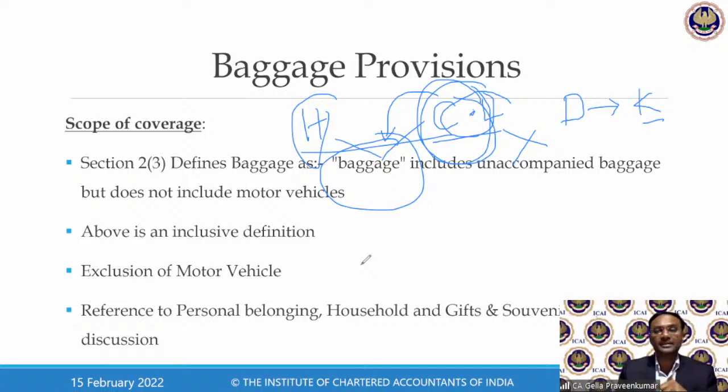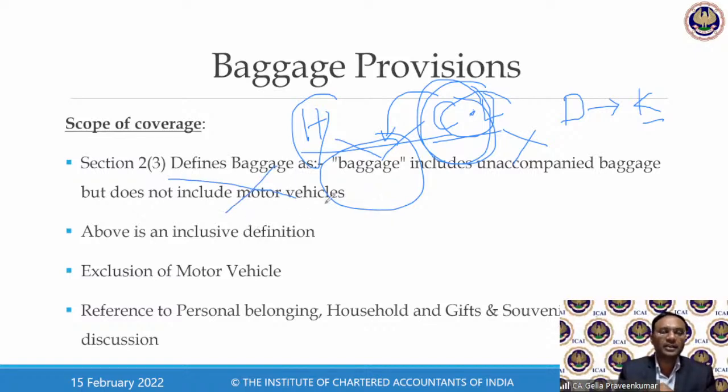So what happens? I have put my luggage as baggage on the 10:30 flight from Singapore to India. Instead of catching the 10:30 flight, I got onto the 12:30 flight. My baggage has come ahead of me. Even then, it's called baggage. But they say it does not include motor vehicle.